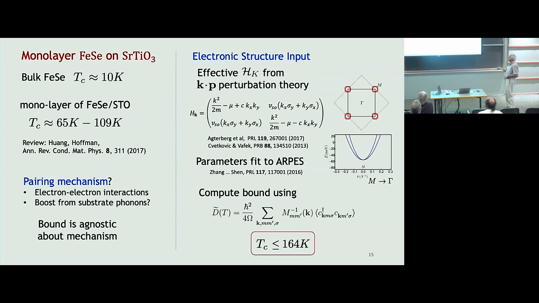You can play this game for materials for which we really do not know what the pairing interaction is. Since this bound is agnostic about mechanism, we can just do k dot p perturbation theory, fit the values using the work of previous authors, fit the data to ARPES, and simply compute the bound and give you numbers: the TC for this band structure can never be larger than 164. I think there are reports all the way to 109, but most reports are closer to the 60 Kelvin regime.